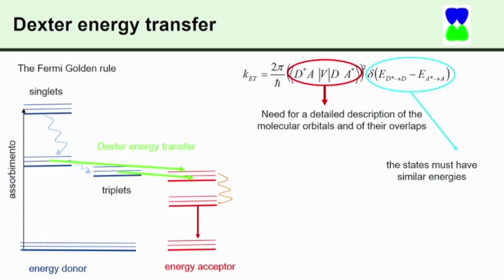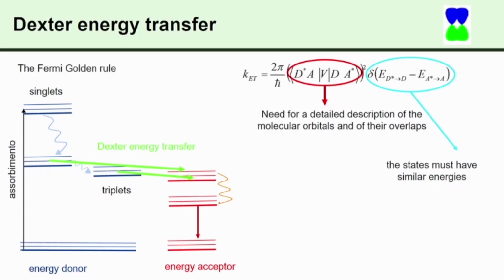But now it is not easy to calculate or get an estimate of this thing, because you have to know how the molecular orbitals are, how they overlap, so you need a lot of very detailed information that is difficult to obtain for molecules, and for nanocrystals, in my view, at least, I'm not an expert on nanocrystals, but it is really a nightmare. The other point I want to make is that, again, we need a matching of the energies, or at least a quasi-matching of the energies.